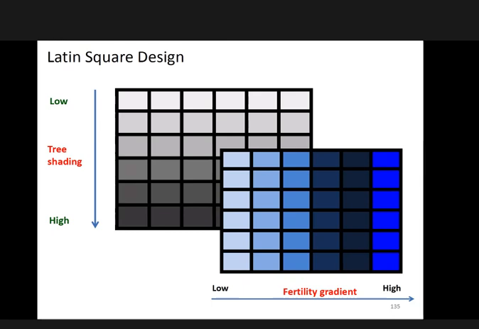Okay, I think another role of the blocking factor is to limit the variance within the experimental unit. Okay, to control variability. Okay, to control the variability.